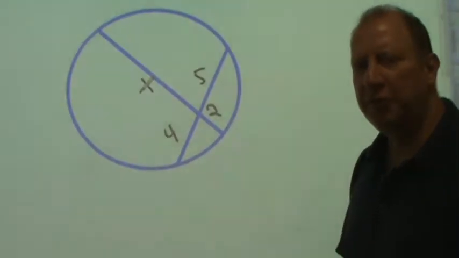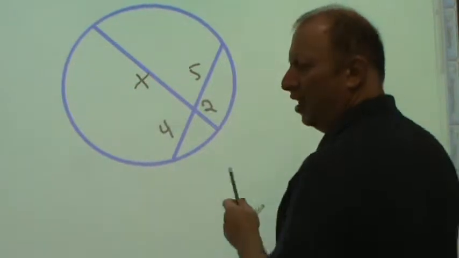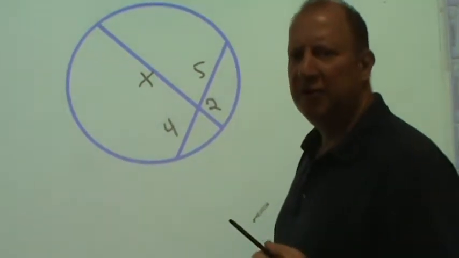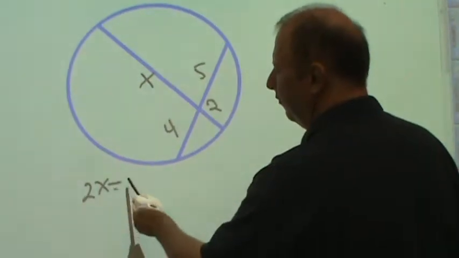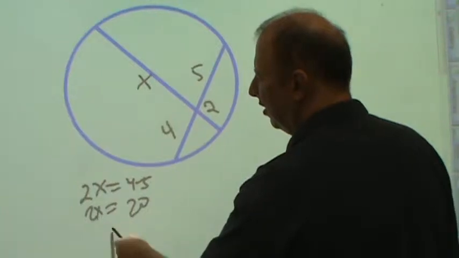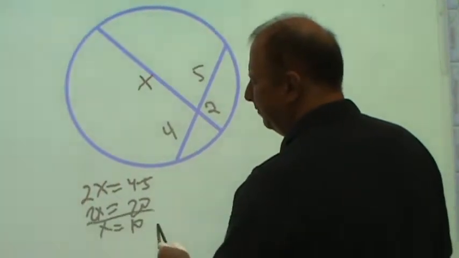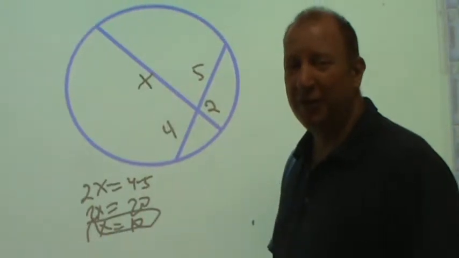Hi, what we're going to be doing is finding the value of x. How long is this piece? And again, what I'm going to do is, I can show you the rule and say, okay, 2x equals 4 times 5, and of course 20 equals 2x, and x equals 10. But that's teaching you a rule, and in my humble opinion, that stinks.